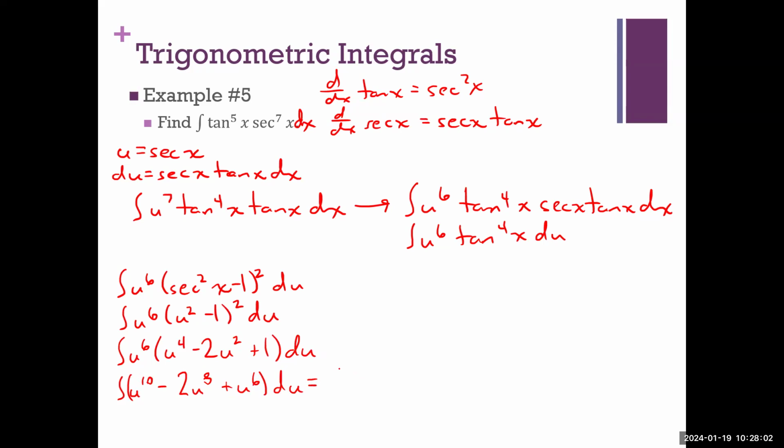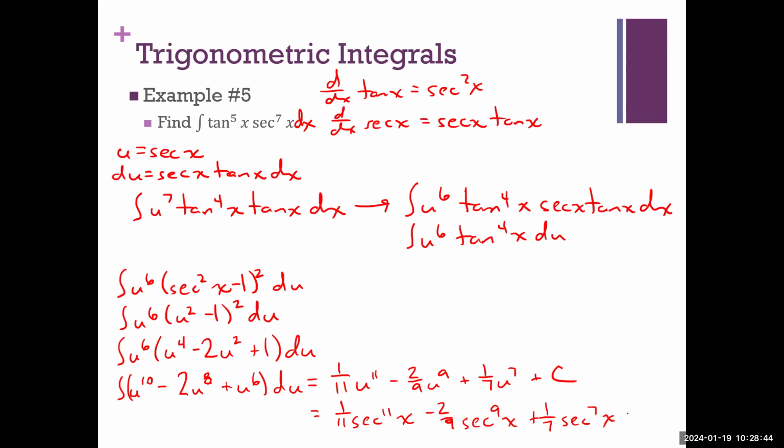So what is this integral? 1/11th u to the 11th. Oh, sorry, this is 8. So 2/9 u to the 9th plus 1/7 u to the 7th plus c. So 1/11th secant to the 11th of x minus 2/9 secant to the 9th of x plus 1/7 secant to the 7th of x plus c.